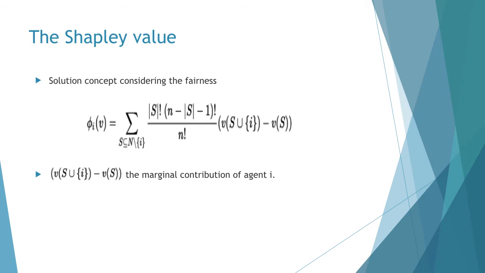The mathematical expression of the Shapley value is shown in the slide. Here, phi i is the payoff that player i can get from the coalition. As we can see, S is the number of players in the coalition, and N is the total number of players. The last part is the marginal contribution of agent i. It means the payoff of the coalition with player i minus the payoff of the coalition without player i.